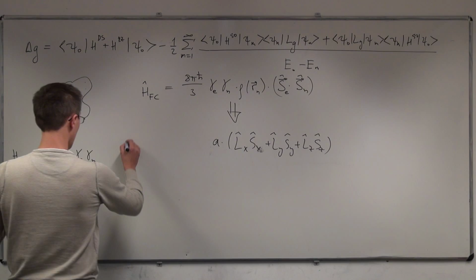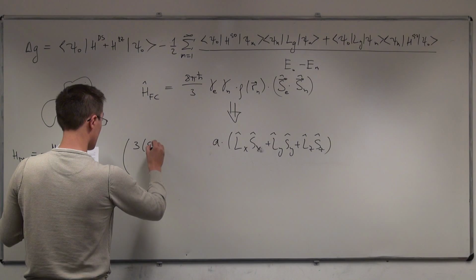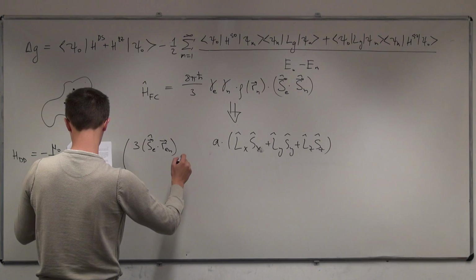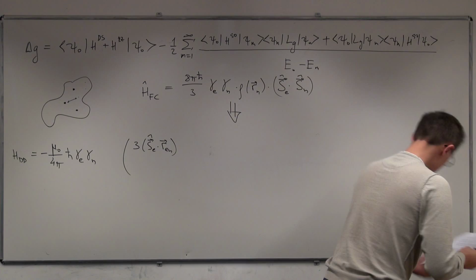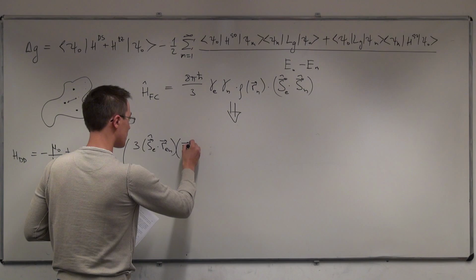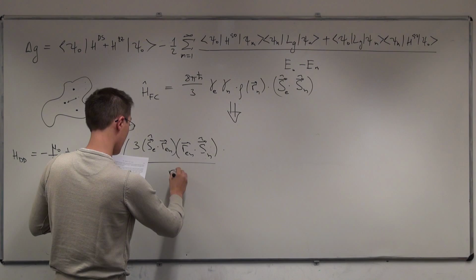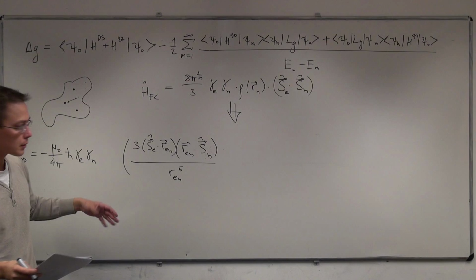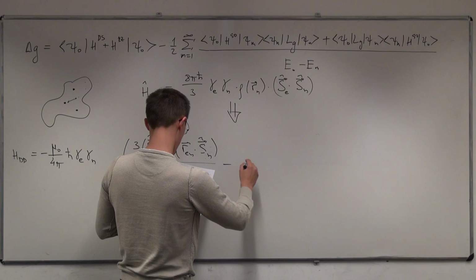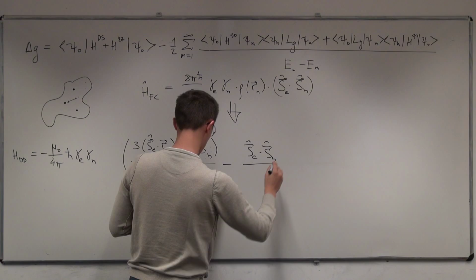So we've got, I'm just leaving the space here for something, 3 times the spin of the electron times the distance vector between the electron and the nucleus, times the reverse of that, r_en times S_n, divided by r_en to the fifth. It's actually r to the fifth, but you've got the square in the numerator, and so it asymptotically, of course, behaves as 1 over r cubed, minus S_e S_n scalar product to ensure that the thing is traceless, over r_en cubed.